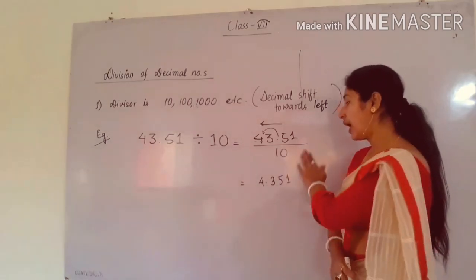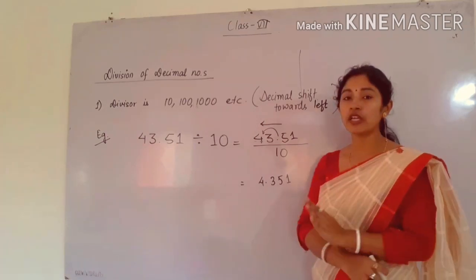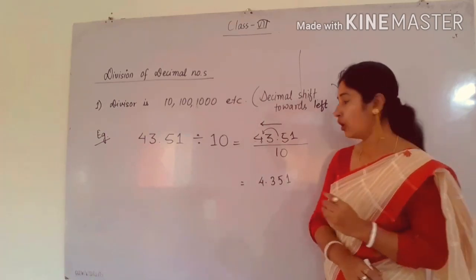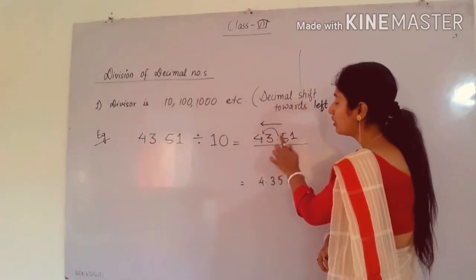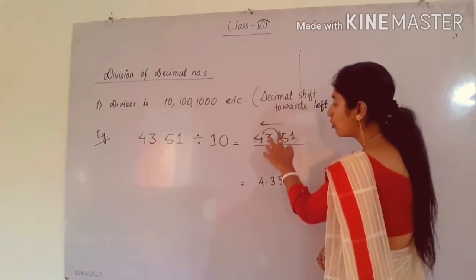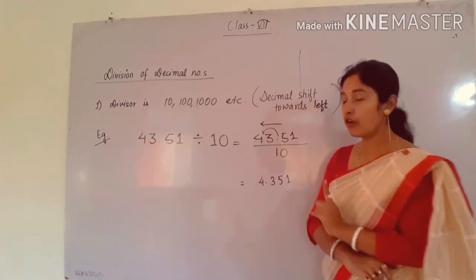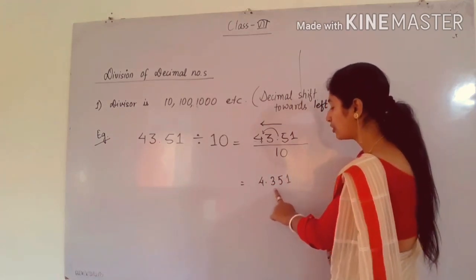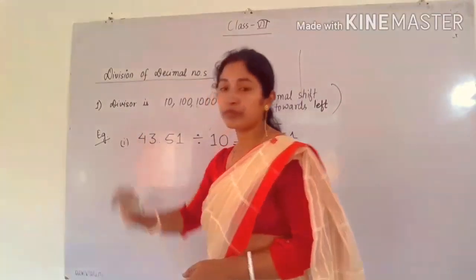So see here, I am dividing this decimal number by 10. So what do you have to check? You have to check the number of zeros after 1. Here we have only one 0. So the decimal point shifts towards the left, and how many positions? Only one position, because after 1 we have only one 0. So the answer is 4.351. So this is our example number 1.